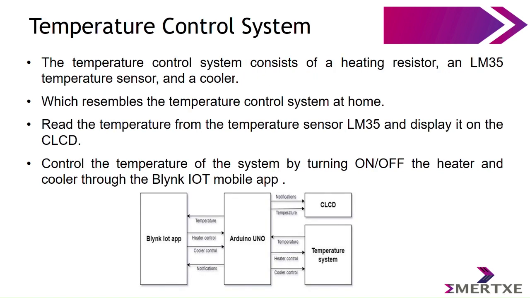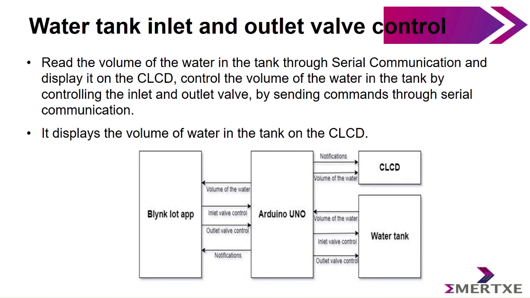Temperature control system. Let's see how the temperature control system works. The temperature control system consists of a heating resistor, an LM35 temperature sensor and a cooler, which resembles the temperature control system at home. The temperature is controlled by turning the heater and cooler on and off through the Blynk IoT mobile app.